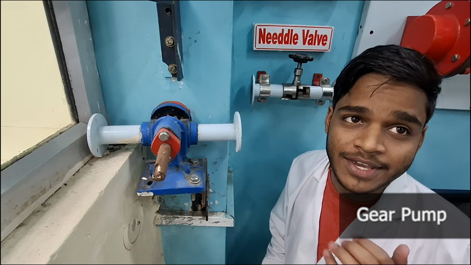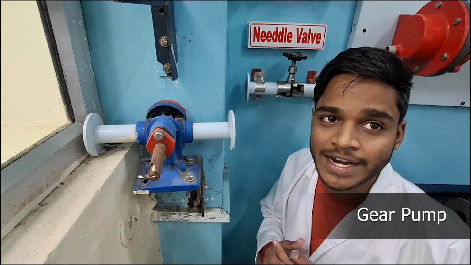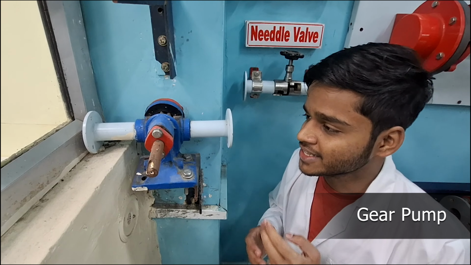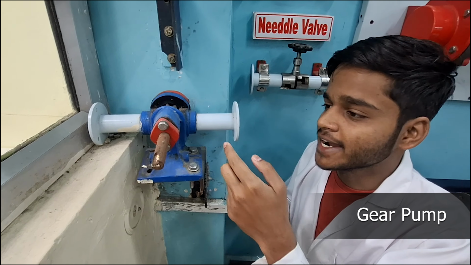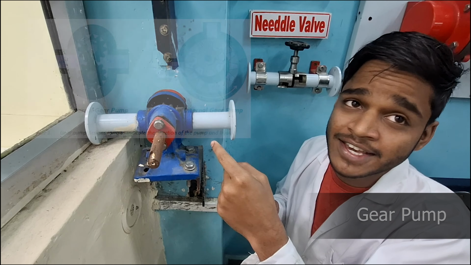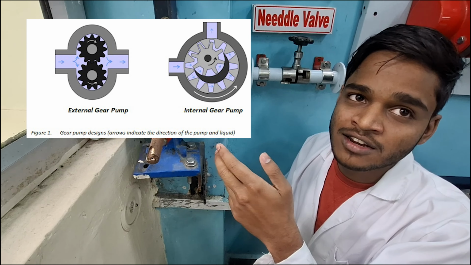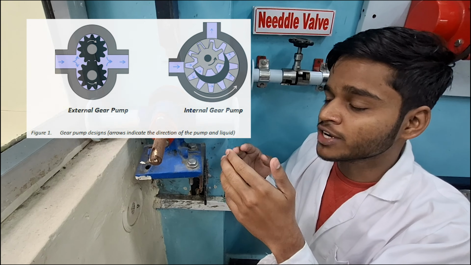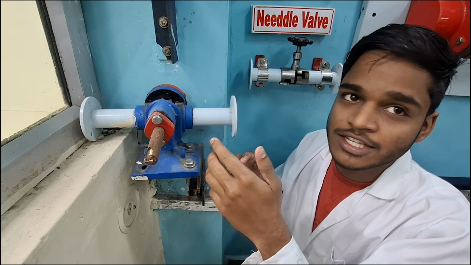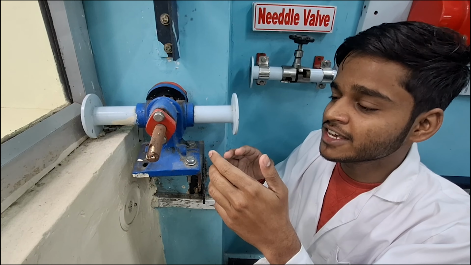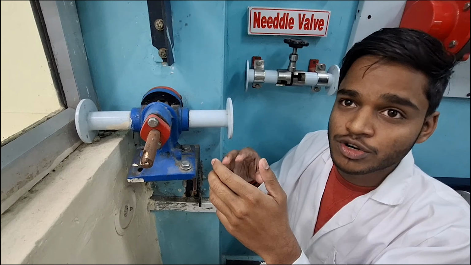So next up we have gear pumps. There are two types of gear pumps, one internal gear pump and one external gear pump. This is a model of an external gear pump. It has two gears, one drive gear and one driven gear. The designs are fairly identical, but they rotate against each other. The drive gear is rotated by the motor and the driven gear meshes with the drive gear and is rotated by the drive gear.